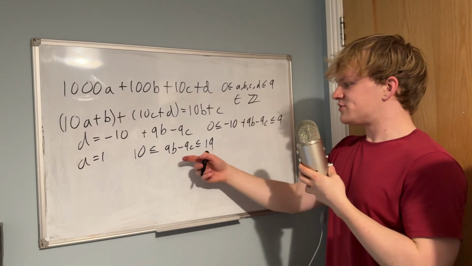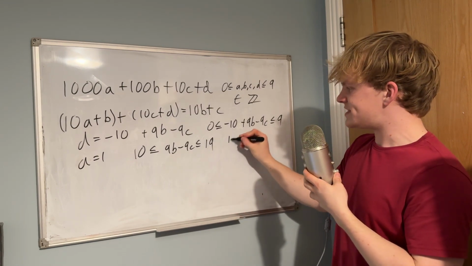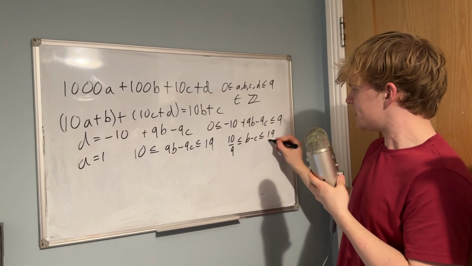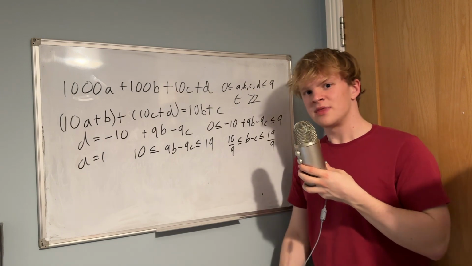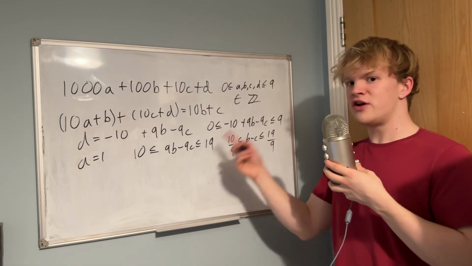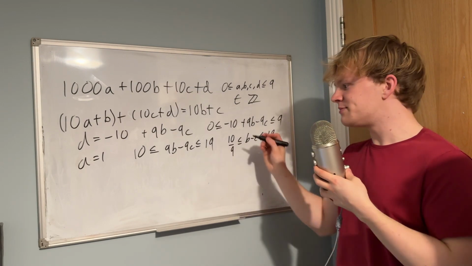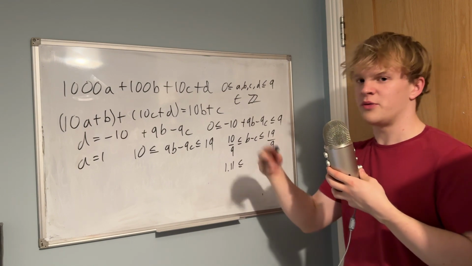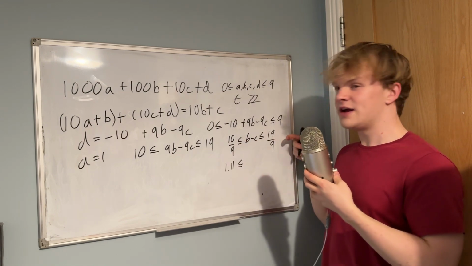And now it's really nice. We can actually just divide by 9, and we get that between 10/9 and 19/9, we have B - C. And the reason this is so nice is because 10/9, well, that's 9/9 plus a 9th. So that's a little bit bigger than 1. In fact, it's actually 1.11 or so, 1.111 repeating. This here is 18.